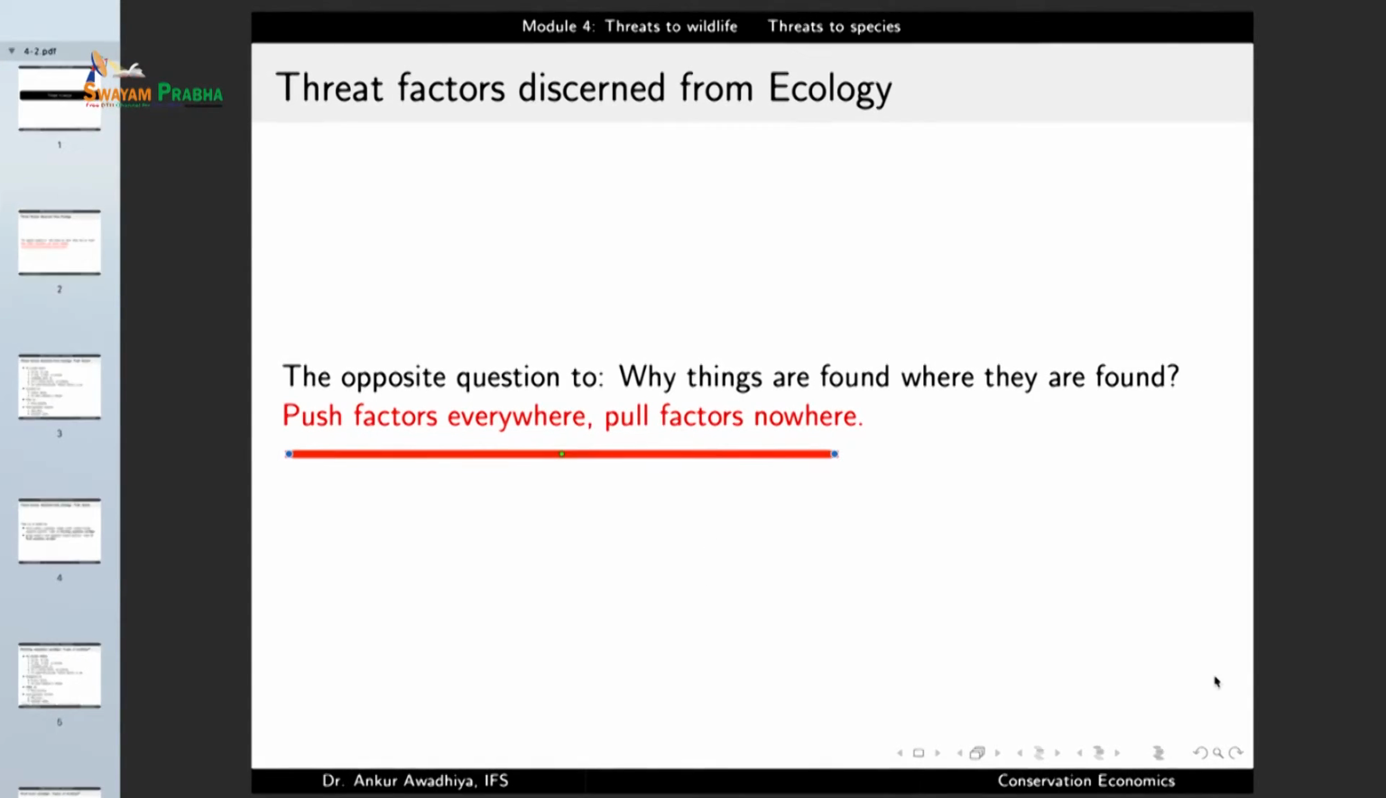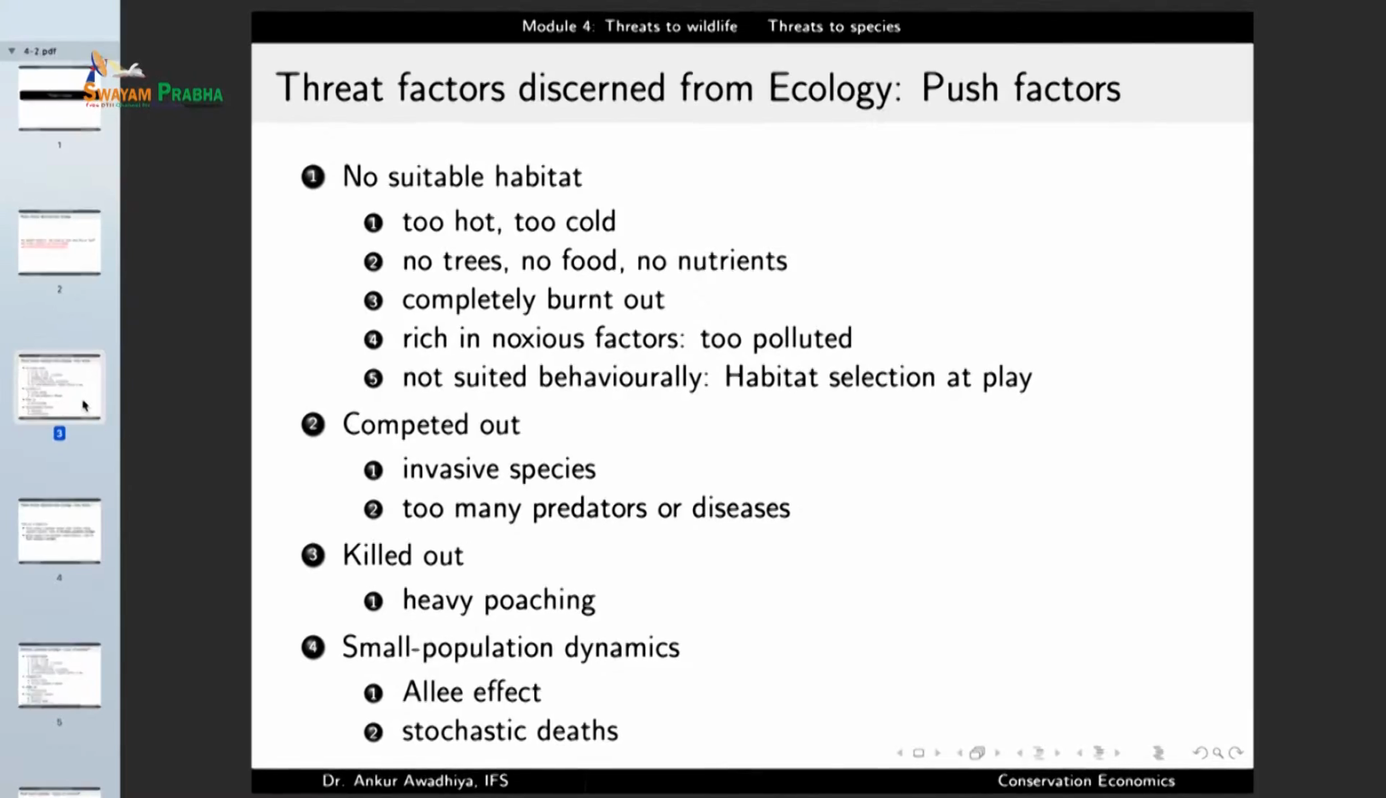So the threat factors distinct from ecology are that you have push factors everywhere and pull factors nowhere, and that would be a major threat to any wildlife species. And if we look at these push factors, we can divide them into certain categories. So the first one is no suitable habitat. So you have an area which does not provide a suitable habitat to the species.